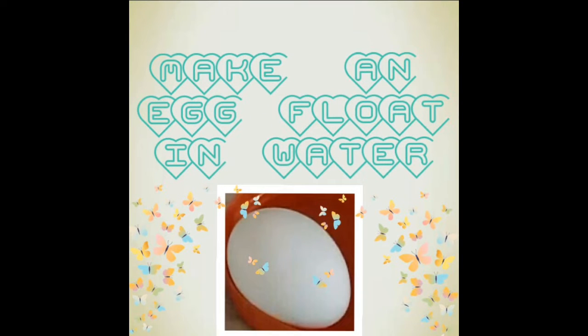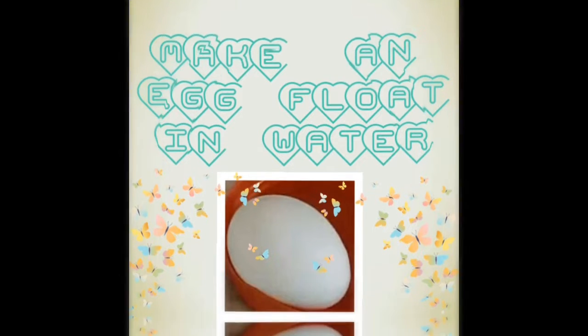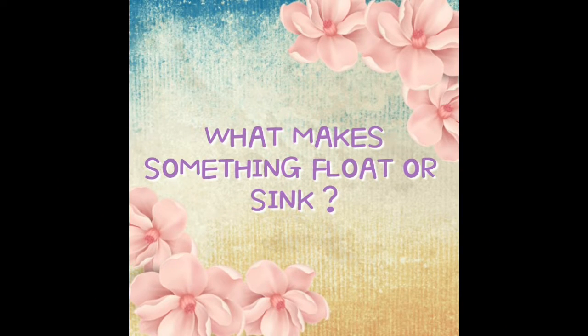Make an egg float in the water. Not everything floats in the water. An egg, for instance, will sink to the bottom when placed in a container full of water. A ping pong ball, on the other hand, will float. Why does this happen? What makes something float or sink?